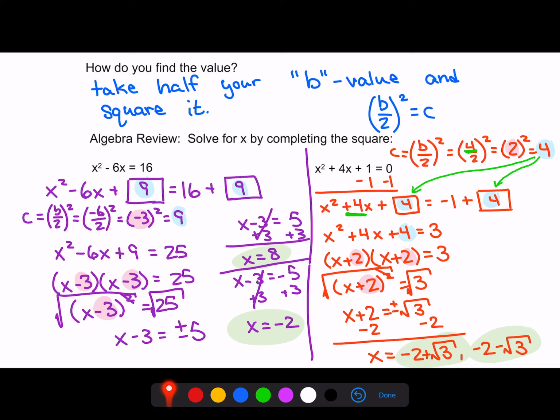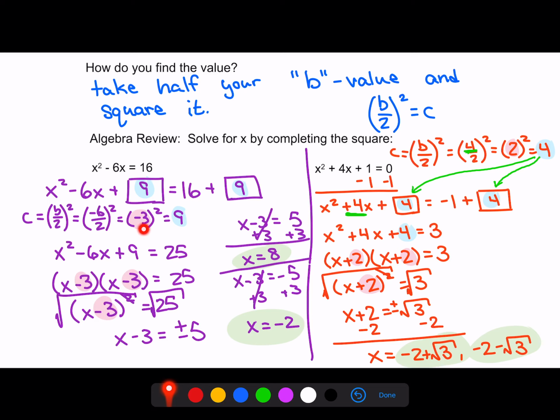Now, we can go ahead and factor this. If we remember our shortcut, when I took half of my b value, 4, that's the number that goes inside my bubbles. So half of 4 is 2. What goes inside both bubbles is a positive 2. So I have x plus 2 times x plus 2.